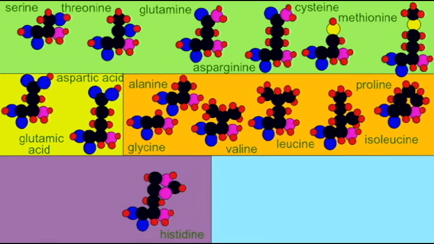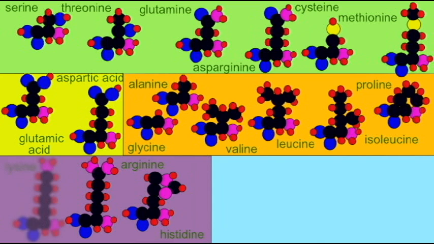The overall charge of a protein can be very important, and acidic amino acids can interact with basic amino acids to form salt bridges, which help determine the tertiary structure of a protein.